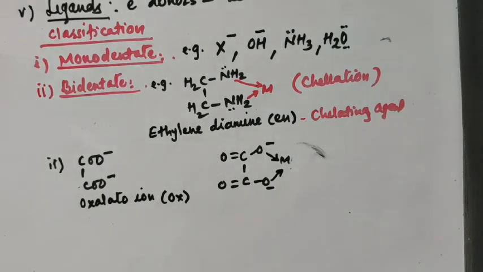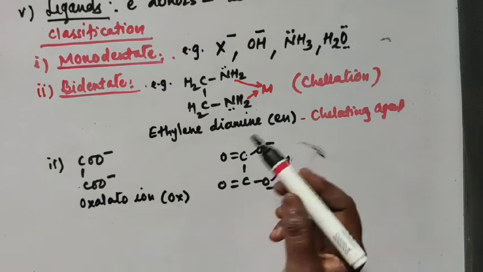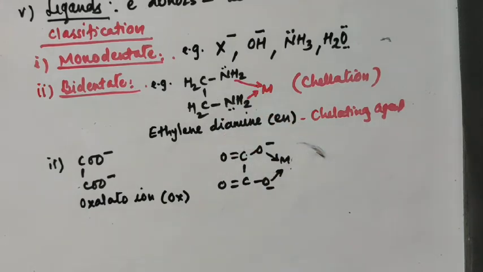So the sites, there are two atoms which can donate an electron pair. Two oxygen atoms are there, and after chelation, you will get the 5-membered ring. This is 1, 2, 3, 4, and the metal is 5. Here also there is a formation of a 5-membered ring, and the complex is more stable.